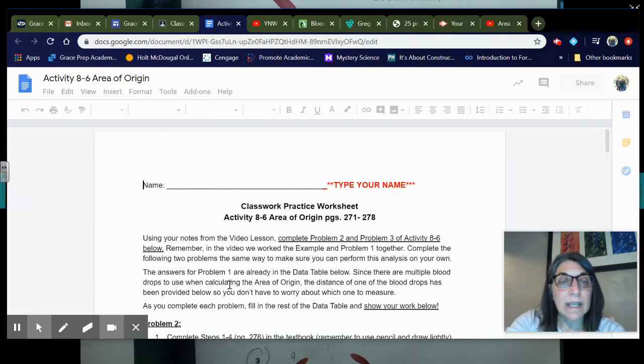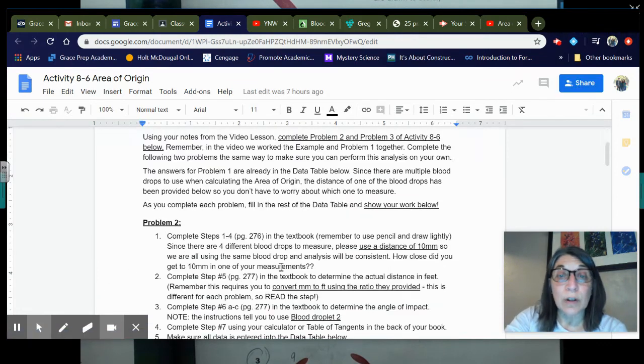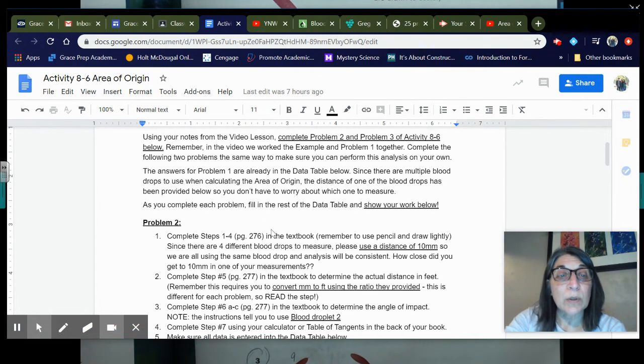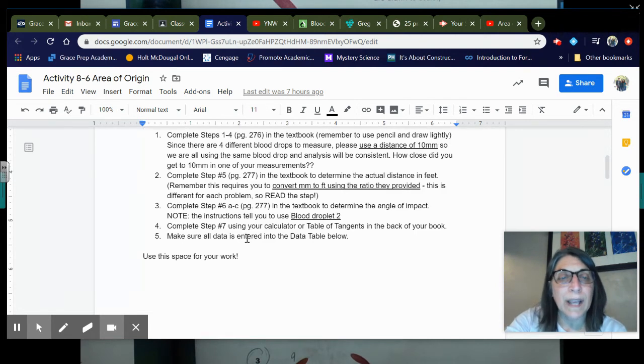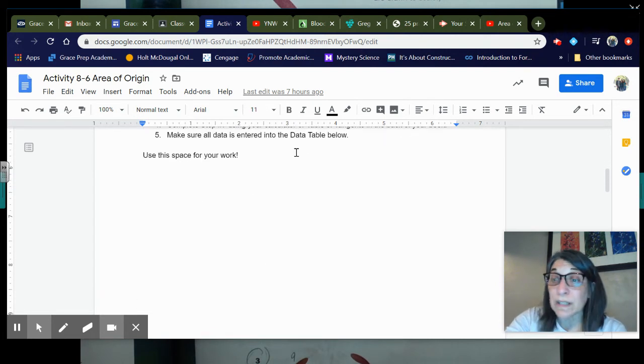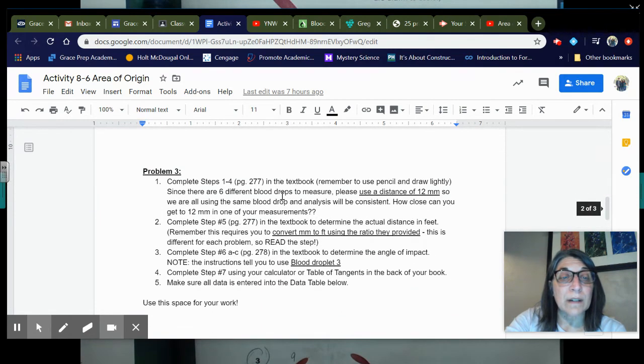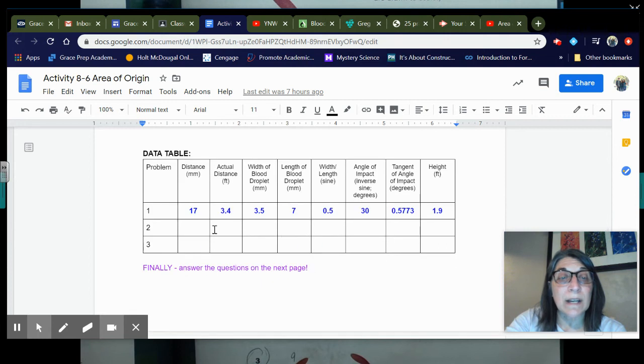You're going to see that this is using your notes from the video lesson. We did problem 1. You're going to be doing problem 2, and I kind of restated the instructions that are in the book, but I combined them. Like this is all steps 1 through 4 together. This is a workspace where you can type in your work here, and then you will come down and do problem 3 and type in your space here. And then this is all the numbers for the one that we just did.